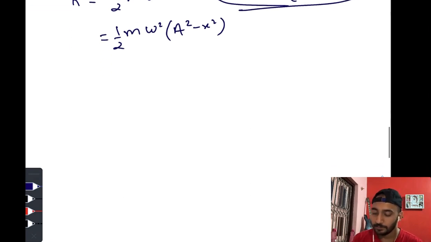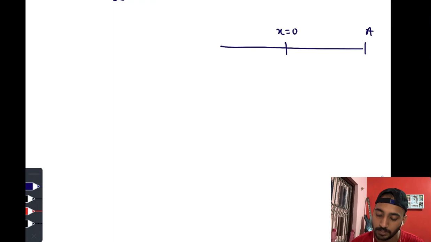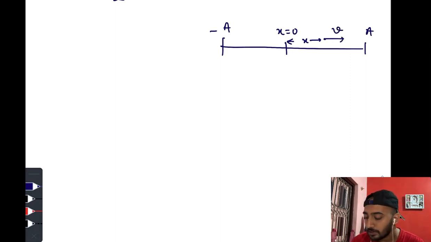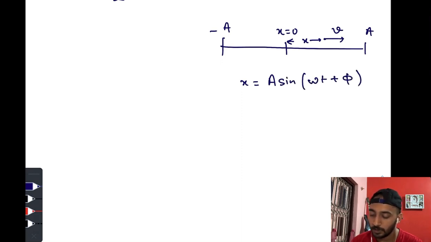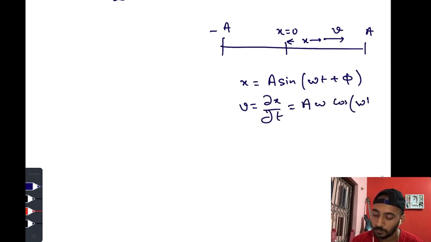Now let us summarize all the things that we have studied. Suppose a particle is performing SHM, this is the mean position, this is a, this is minus a. At any time t, the displacement of the particle is x and velocity is v. We know that the general relation for x is a sine(omega t plus phi). I am not repeating all these things. So velocity will be dx by dt, that would give you a omega cos(omega t plus phi).